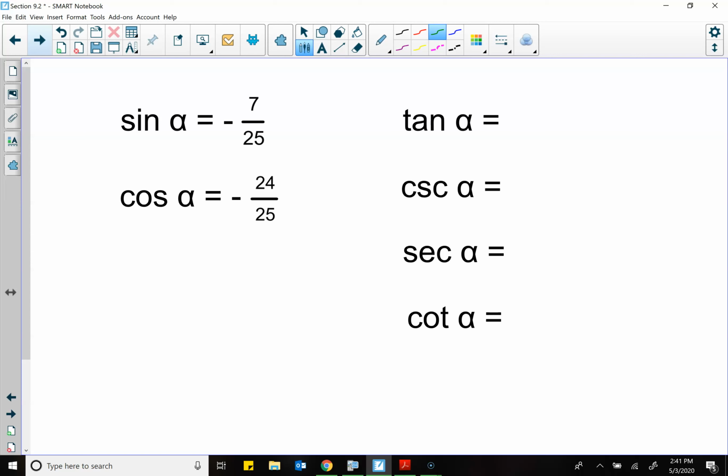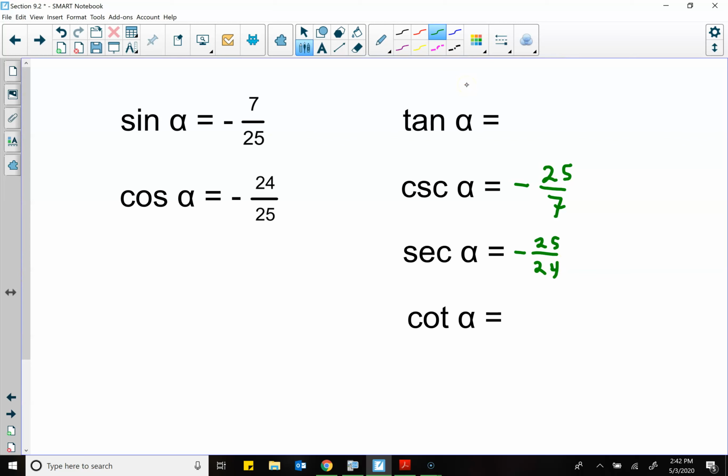Okay, so hopefully you realize that cosecant and secant, we can do those real quick because we already know sine and cosine. Remember that these are the flip of each other. So cosecant is the reciprocal of sine. So that gives us negative 25/7. And always make sure that your fractions are reduced. That's always understood, but I want to make sure I reiterate that. Secant is the reciprocal of cosine, so that's negative 25 over 24.